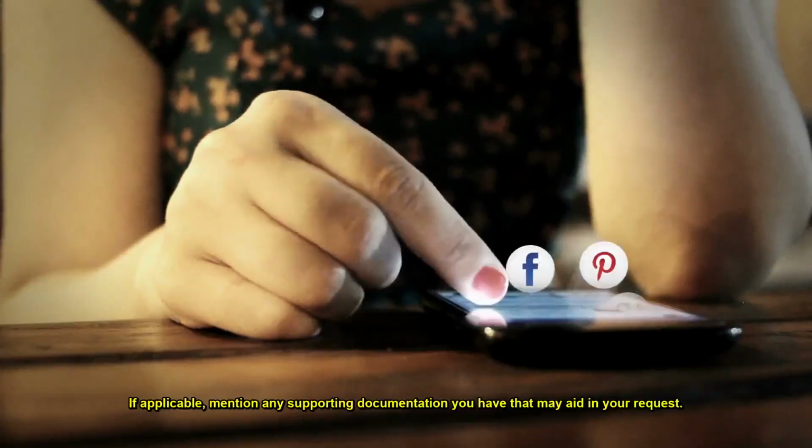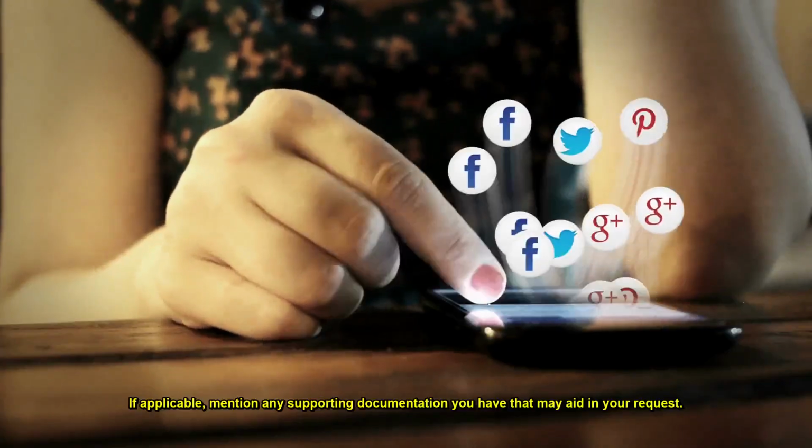Be prepared to explain the reason for your request, whether it's due to a billing error, misunderstanding, or other issues. If applicable, mention any supporting documentation you have that may aid in your request. Follow the representative's instructions on what steps to take next. Request a confirmation of your claim restoration via email or other preferred communication methods.